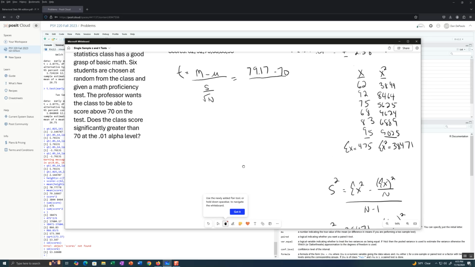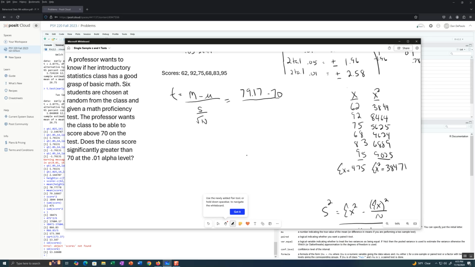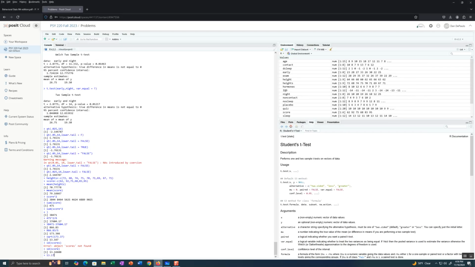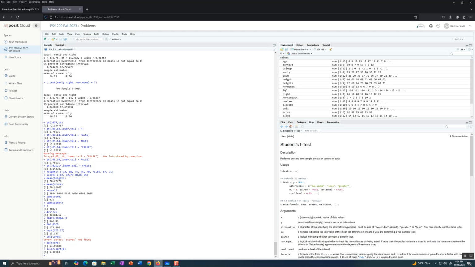Let's go back up here. Put in 13.17. Put in our N, which is the square root of 1, 2, 3, 4, 5, 6. So T becomes 79.17 minus 70 is 9.17, divided by 13.17 over square root of 6, which is 5.38 rounded.